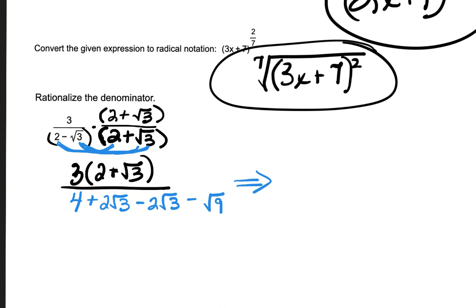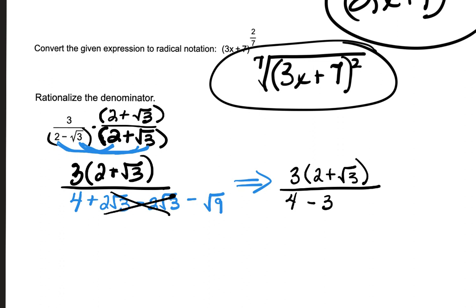So let's see what we have from here. On the top, once again, don't multiply that out. You can, but a lot of times you'll be left with something in the denominator that can cancel with that 3 or whatever number would be there. So I would keep it this way. On the bottom, let's simplify it. We have 4. The 2 square root of 3 and negative 2 square root of 3 cancel to give you 0, and it should do that every time. And then we have minus square root of 9, which is minus 3. See, no more square roots. They disappear. So we're left with 3 times 2 plus square root of 3 in the numerator. And then 4 minus 3 is 1.